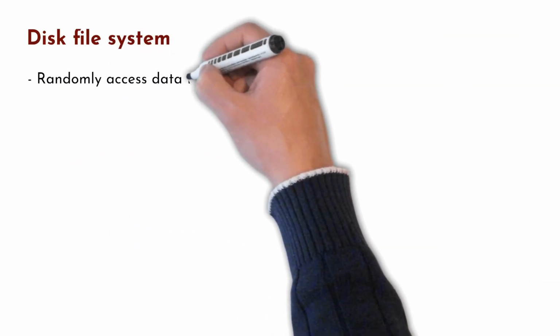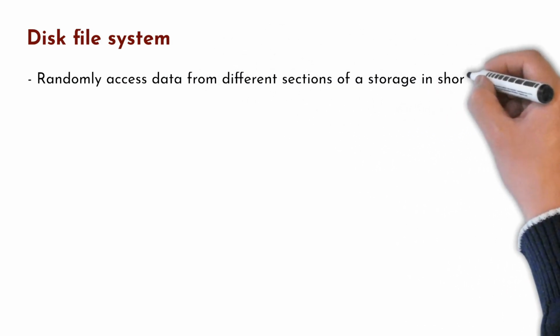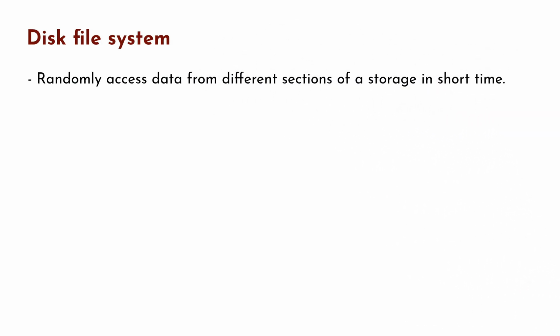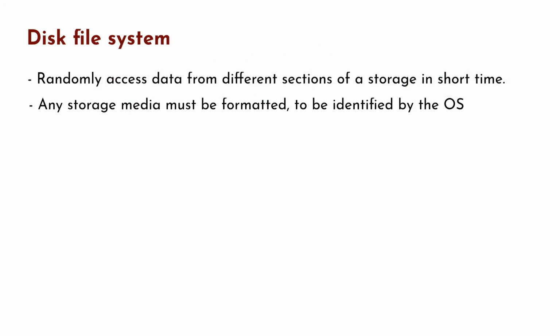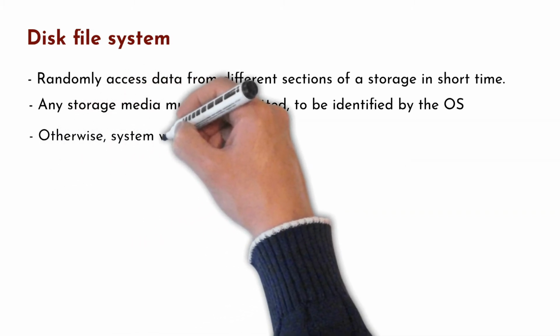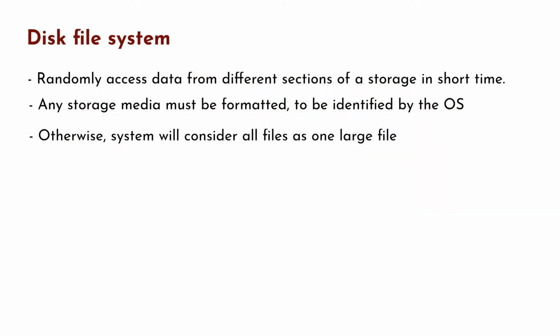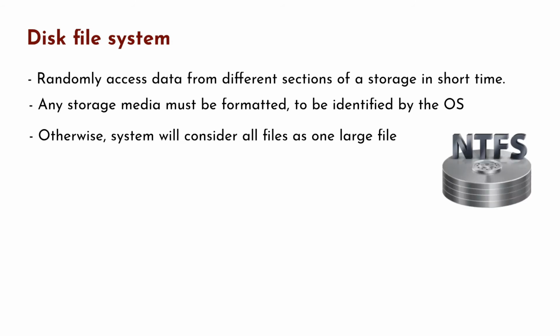Disk file systems take advantage of the ability of a storage media to randomly address data in a short amount of time. Any storage media attached to an operating system must be formatted to a specific file system. Otherwise, the computer will think the data is one large individual file. The common disk file systems are NTFS for Windows, ext4 used in Linux, APFS for Macintosh computers.